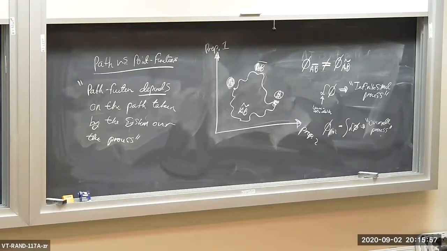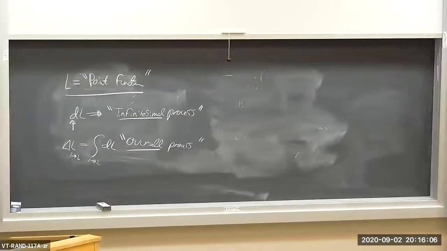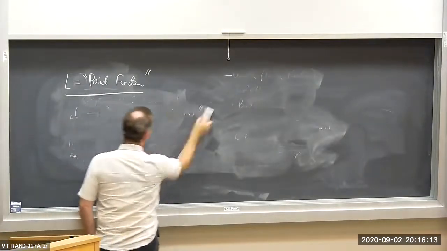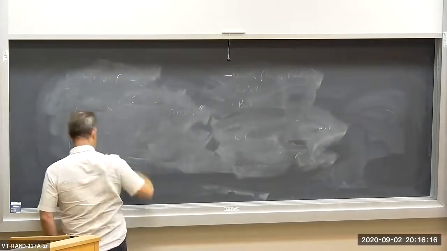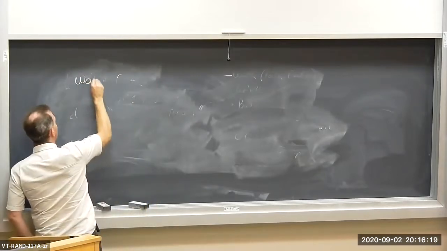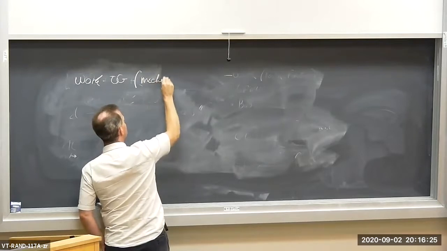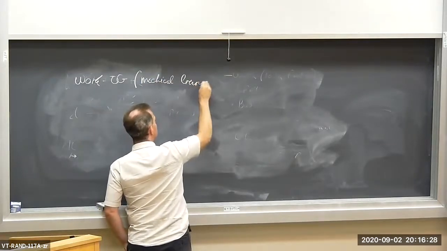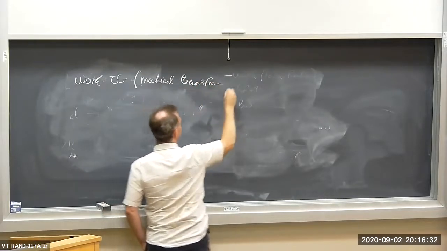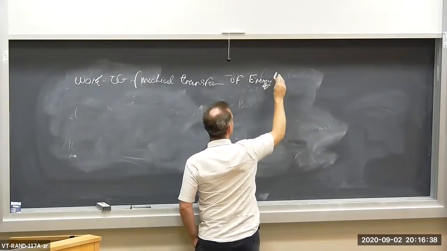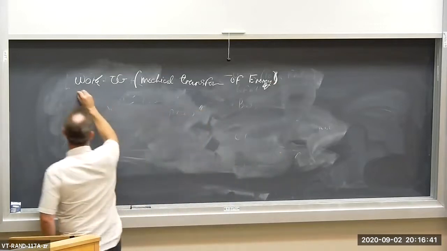Let's define our first path function. It's not a property of the system. It represents an energy flow. Our first path function is going to be work, W. And work represents the mechanical transfer of energy.